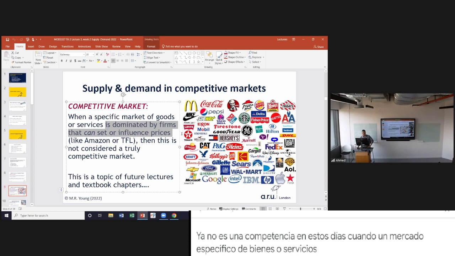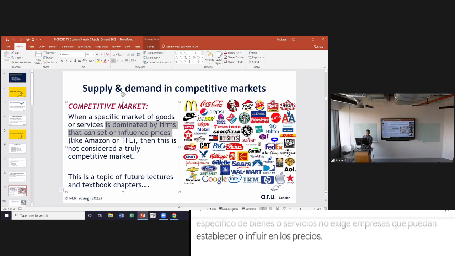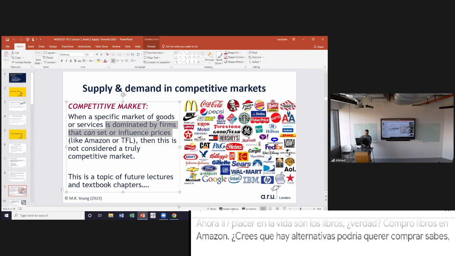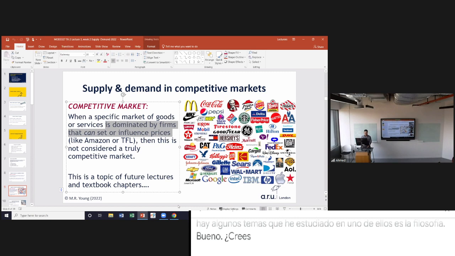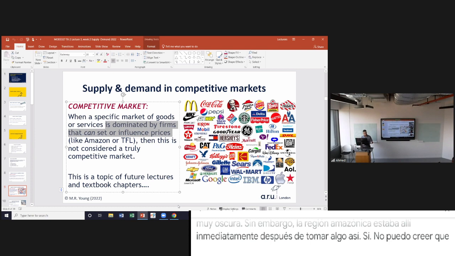Now, my pleasure in life is books, right? So I buy books on Amazon. Do you think there's an alternative? There are a few subjects I've studied and taught, one of them is philosophy. I wanted to buy some books about very obscure philosophy. I went to Amazon, immediately it was there. I paid for it, and the next day it came to me. I can't believe they had it for a start. There's no service like Amazon, really. So you get the idea. There's a market where there's very little competition for Amazon.